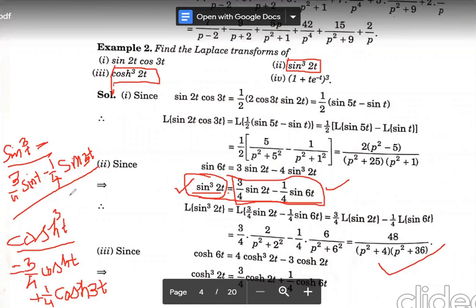So this cube part, because once the cube is there, you can't use the Laplace transform formula, we have reduced the power. In terms of power, there is 1 here: cos hyperbolic t and cos hyperbolic 3t. You know the Laplace transform of cos hyperbolic t and cos hyperbolic 3t. Use the Laplace transform formula and you will get the required Laplace transform of this. Is that clear?